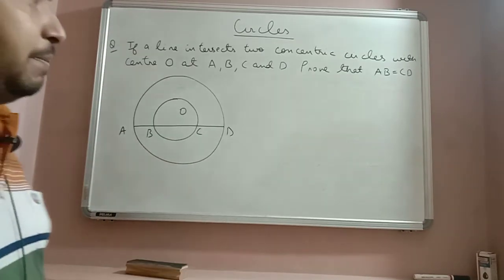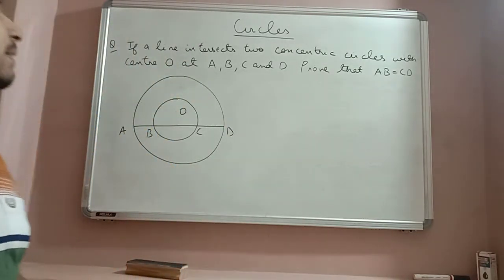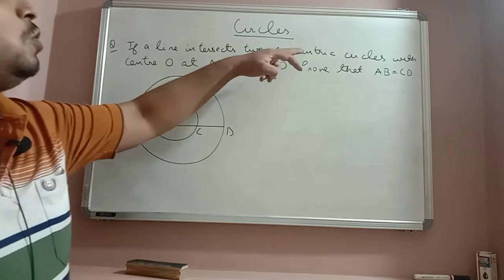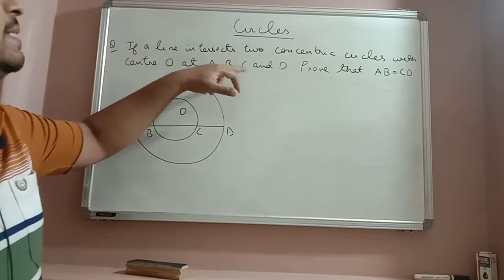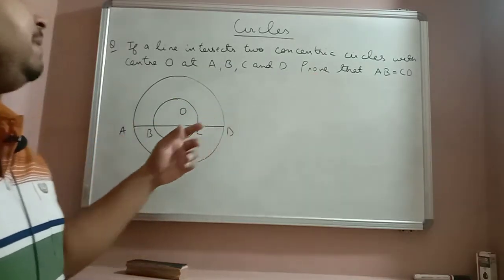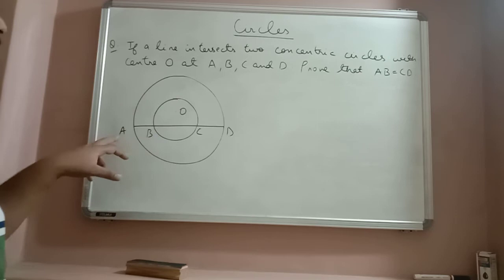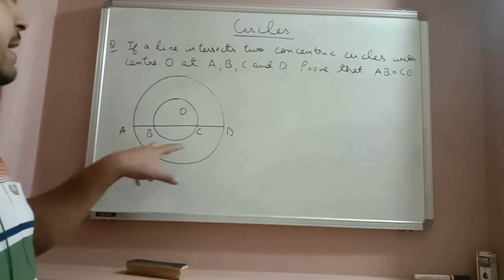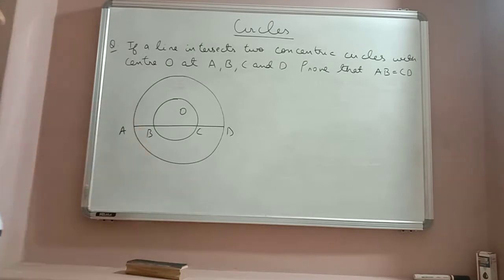Now let us take up a question based on this theorem. The question states that if a line intersects two concentric circles with center O at A, B, C and D, prove that AB is equal to CD. So these are the two concentric circles with center O and we need to prove that AB is equal to CD.